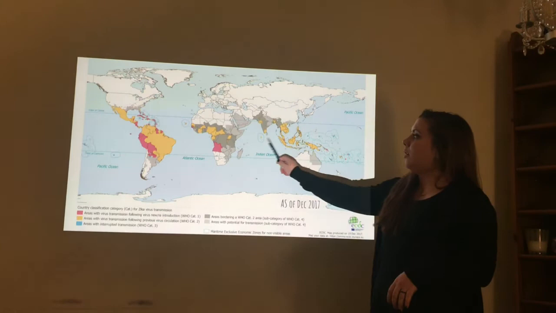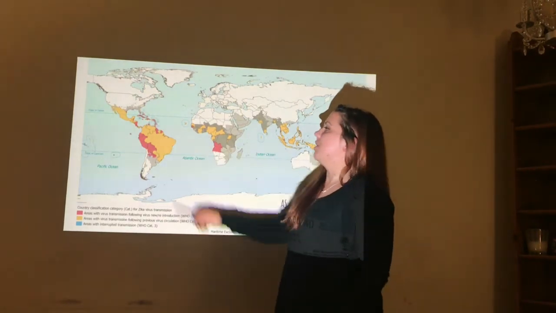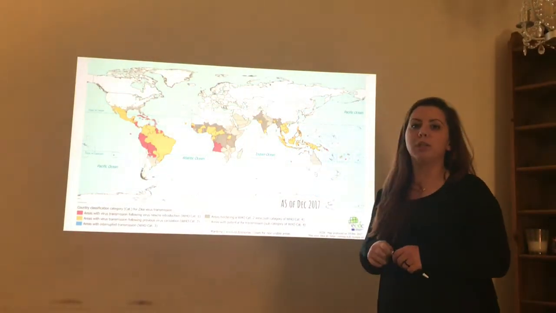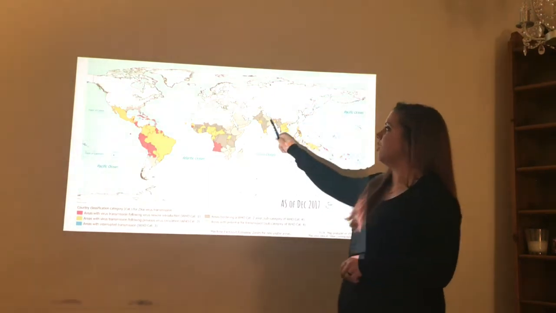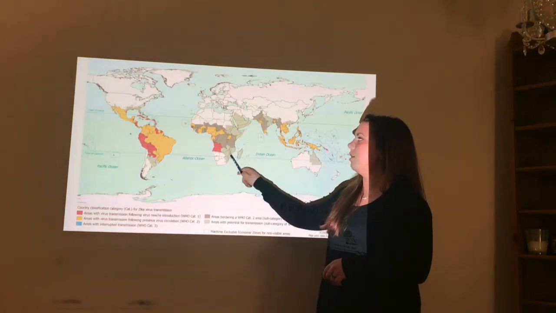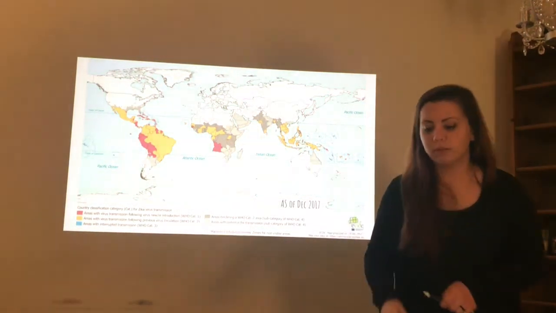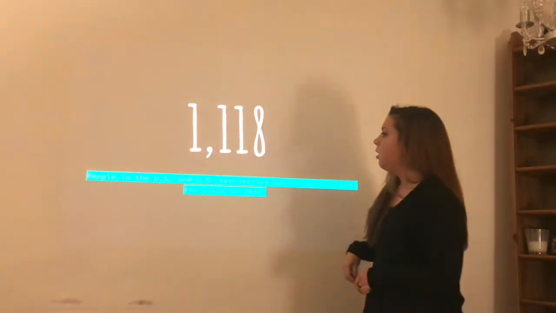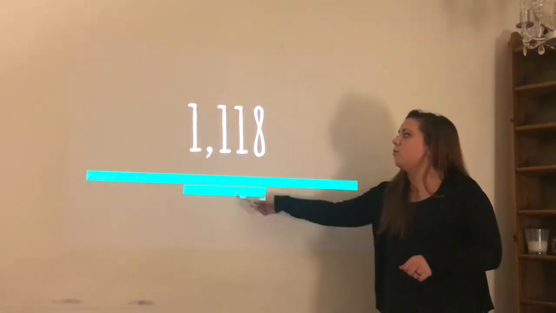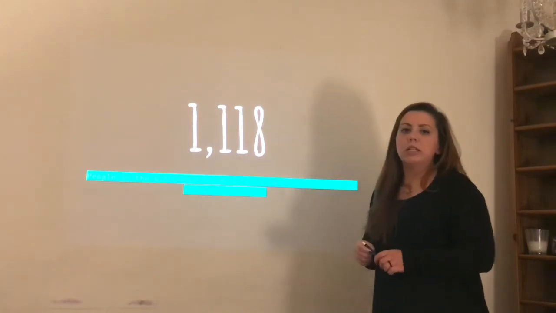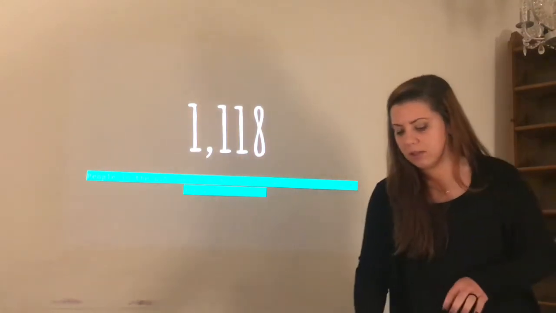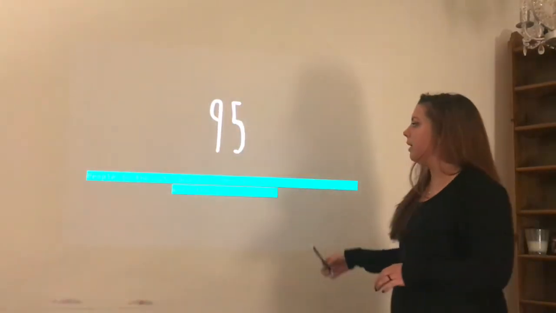You can see here the yellow and the red are places and countries that have reported Zika viruses. The gray is just an increase in risks. In 2017, there were 1,118 reported cases of the Zika virus and 95 in 2018.